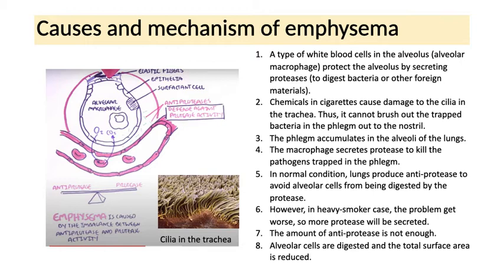However, step number 6, in the heavy smoker case, the problem gets worse, which means that there is too much phlegm that has bacteria trapped inside it, located in the alveoli. As a result, the alveolar macrophage responds by producing proteases in huge amounts. Then it leads to number 7. However, the amount of anti-protease is not enough, okay? So as a result, slowly but surely, the alveolar cells are digested and the total surface area is reduced.